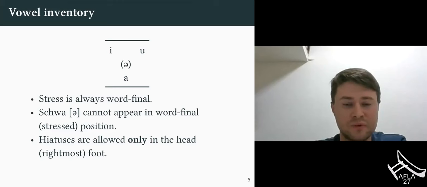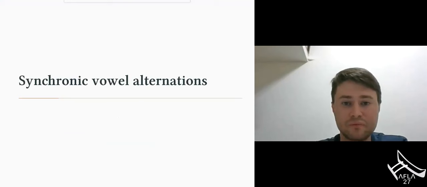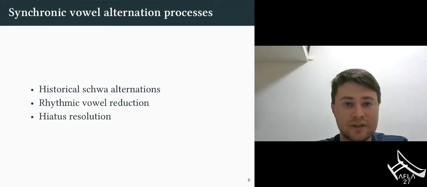Matu'uwal is unique among Atayal dialects in that it allows hiatuses. But hiatuses also have a restricted distribution. They can only appear between the final two vowels. We'll see some data with hiatuses and also the alternations that occur in hiatuses specifically. Stress is always word final in Matu'uwal. All right, so without further ado, let's start with the different vowel alternations.